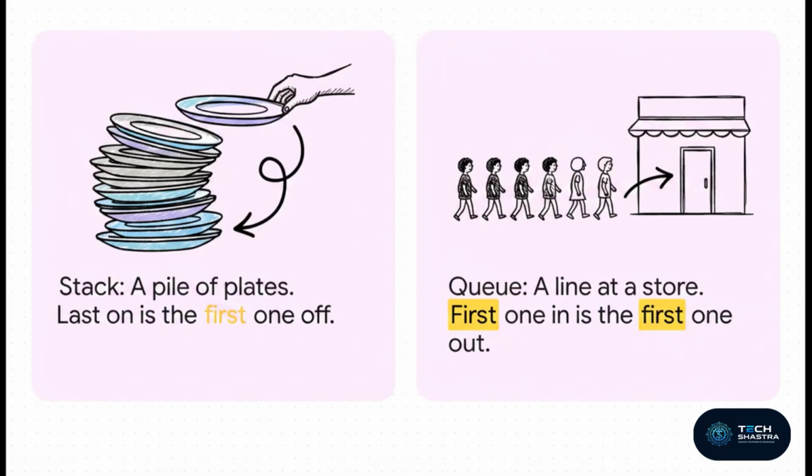And check out how simple this can be. Let's take 2 of the most basic data structures. A stack is just like a pile of plates. The last one you put on top is the first one you take off. A queue is literally a line at a store. First person in line is the first person to get served. See? You already get the logic.